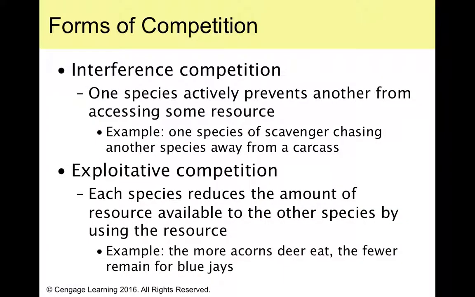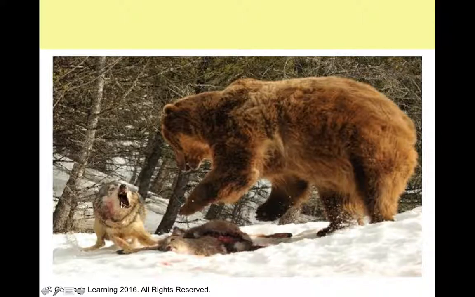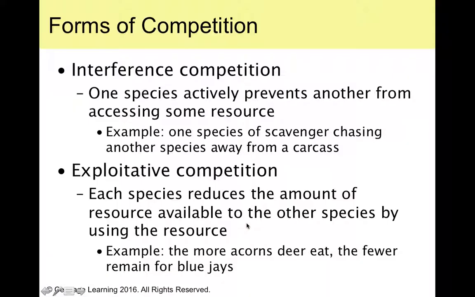There are different ways of competing. There's interference competition, and that is one species actively preventing another species from accessing a resource. This is interference. The wolf wants this resource. The brown bear is interfering with the wolf's ability to access this food. That's interference. One example is a scavenger chasing away another species from a carcass.